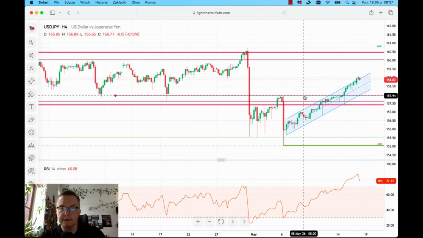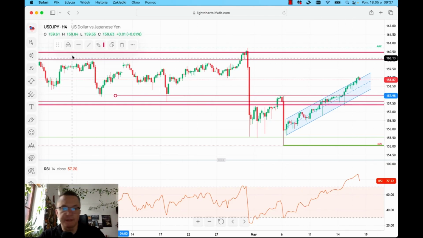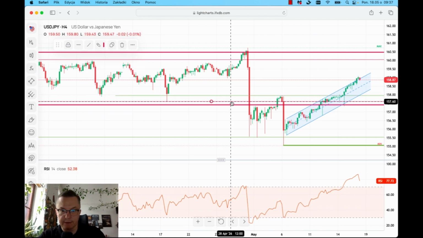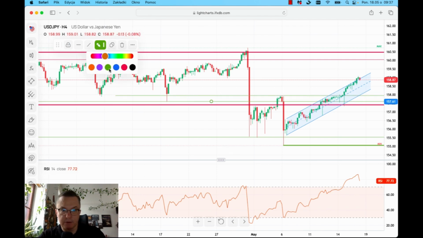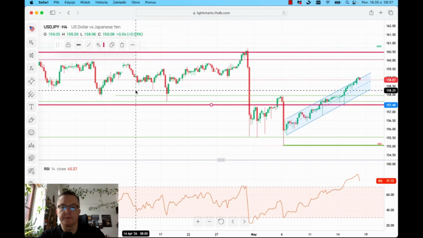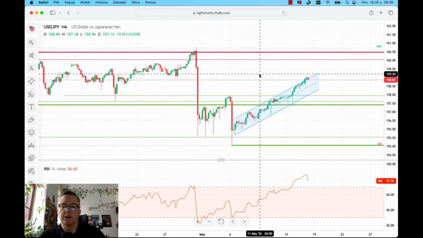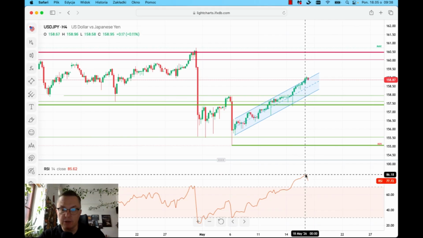So all of these levels here, 157.95 is now technical support. This level here is technical support. This level here is technical support yet again. So we are back inside of the channel. US dollar hits extremely overbought conditions.